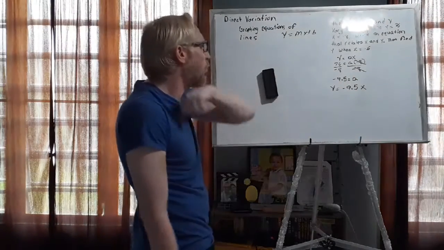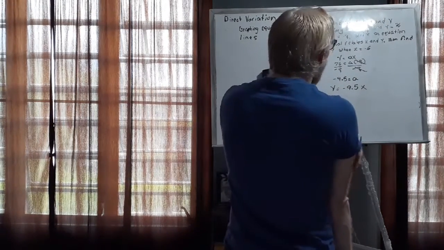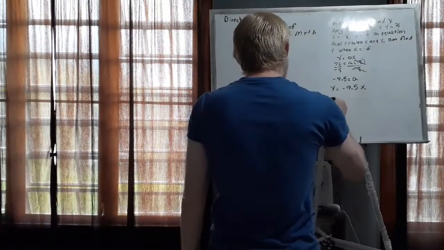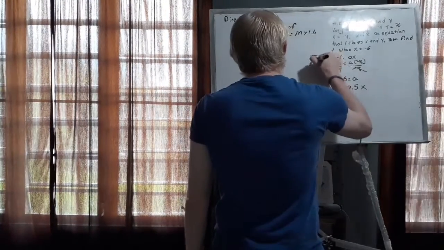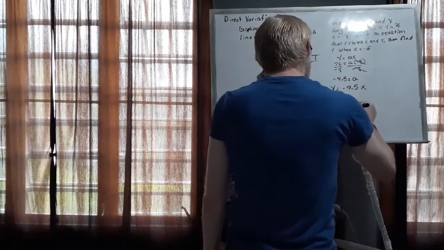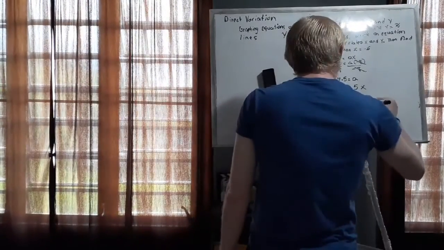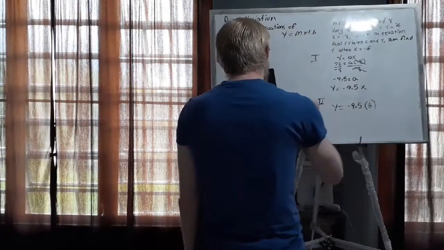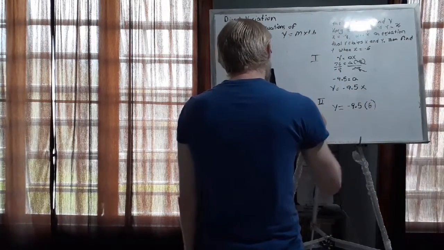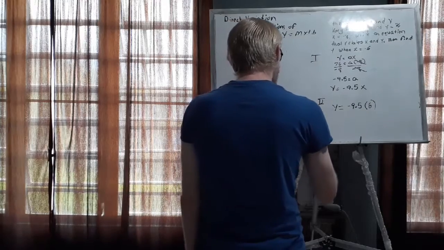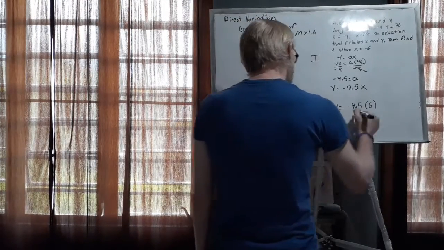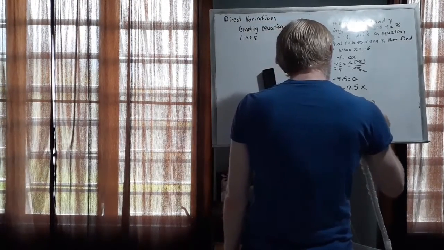So I have my direct variation formula. Now I want to find out what the value of y is when x equals negative 6. This is step 1, guys, and step 2 is simply y equals negative 9.5 times, instead of x, negative 6. So you multiply negative 9.5 times 6: 6 times 5 is 30, carry the 3, 6 times 9 is 54, 57, and y equals negative 57.